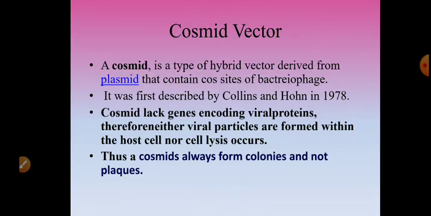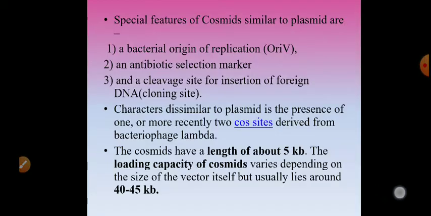This vector was first described by Collins and Hohn in the year 1978. Now, cosmid vector lack gene encoding for viral protein. Okay, they do not contain genes that code for viral protein. Therefore, neither viral particles are formed within the host cell, nor will cell lysis occur. Thus, a cosmid always forms colonies and not plaques. The cosmid will form colonies but not plaques.